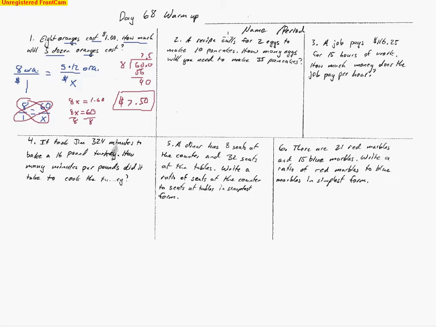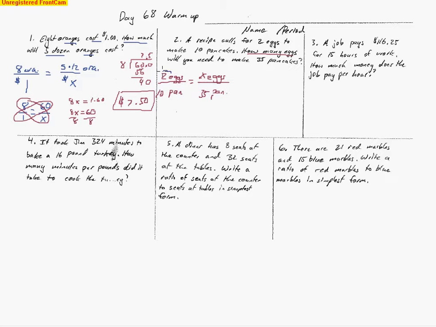Here it talks about a recipe calls for 2 eggs to make 10 pancakes. How many eggs will be needed to make 35 pancakes? So we're setting up a proportion. We're trying to come up with equal fractions. And so let's set it up this way. 2 eggs for every 10 pancakes equals, and then they're asking how many eggs. We don't know. X eggs over 35 pancakes. And then we can go ahead and set up that proportion and solve.